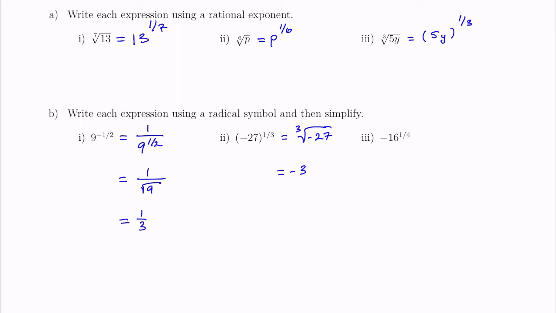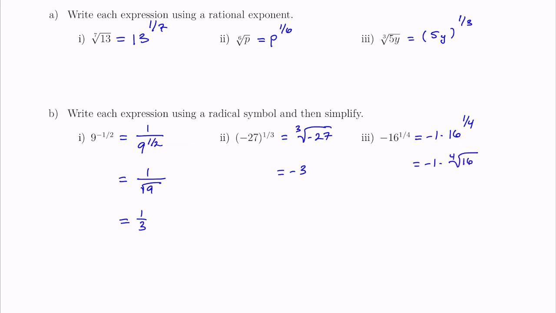And in part 3, we have negative 16 to the 1/4. We need to recognize that unlike part 2, where the negative 27 was in parentheses, and the 1/3 power applied to both the negative and the 27, in part 3, the negative is not in parentheses with the 16. So this really means negative 1 times 16 to the 1/4. 16 to the 1/4 power is the same thing as the 4th root of 16. So this is negative 1 times the 4th root of 16.